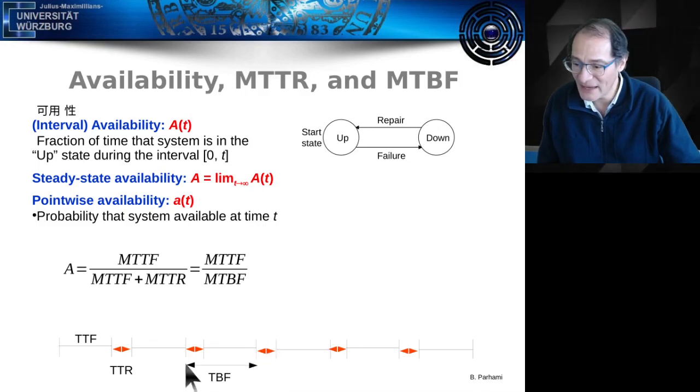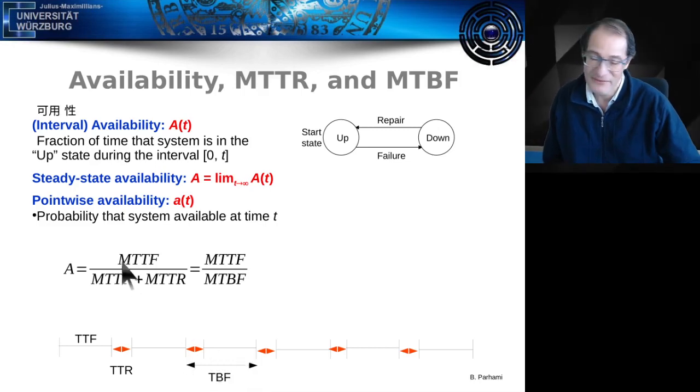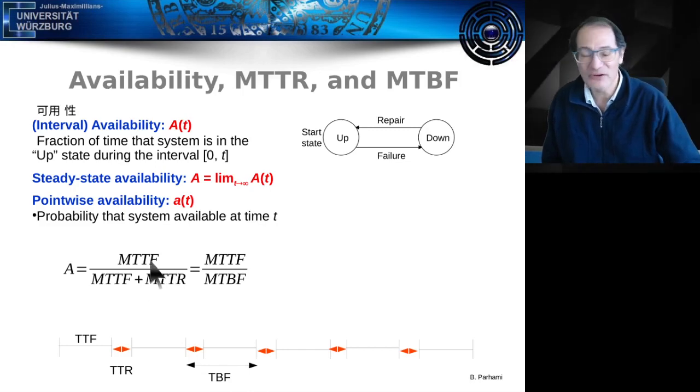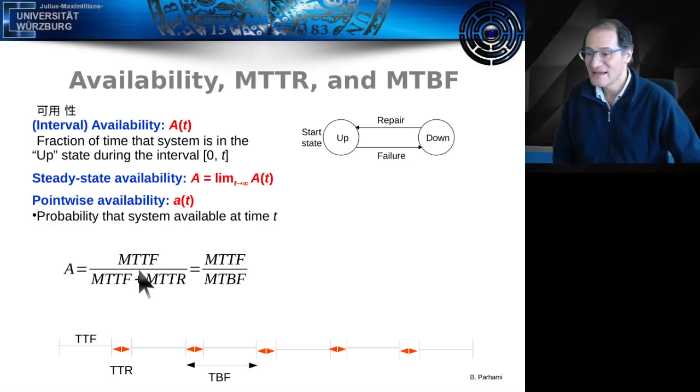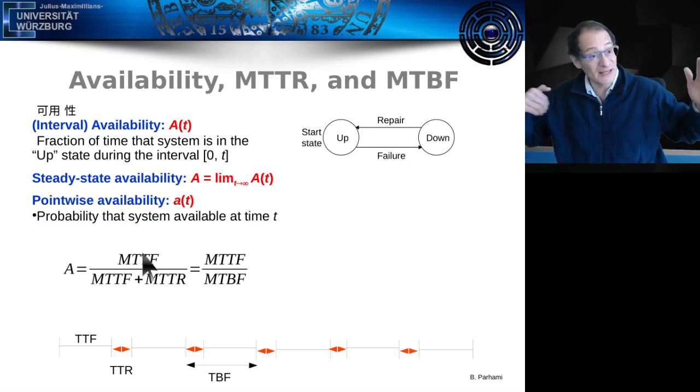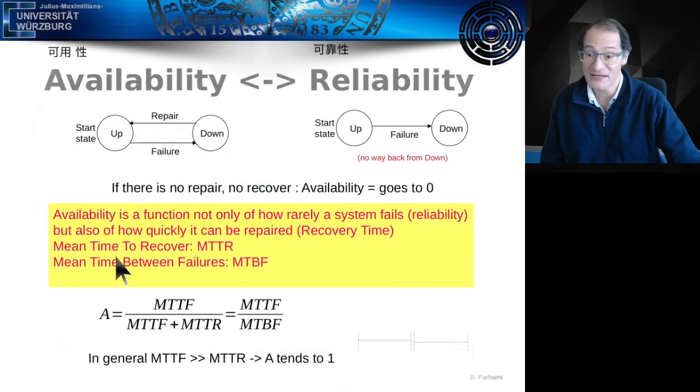If you take the time from here to here, then the availability will be the mean time to failure divided by the total time. So it's the mean time to failure divided by, again, mean time to failure plus mean time to recover. If the mean time to recover is going to 0, if you can recover your system very fast and the mean time to failure is very long, then this is approaching 1, but will never reach 1.